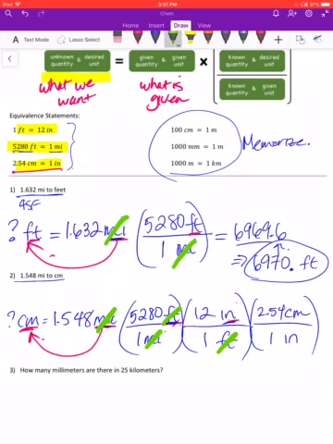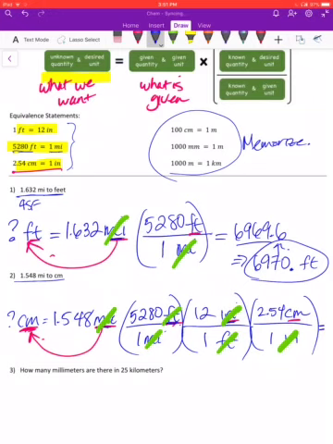Then we can get rid of those. And now I have centimeters. And that's what we were looking for. So that means we're done. Once we have the unit that we were looking for at the end, that means that we're in good shape and we can go ahead and stop.